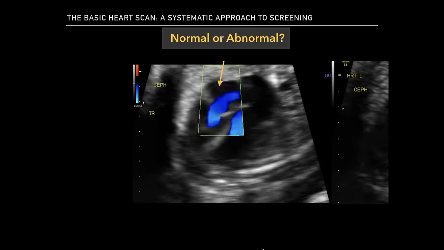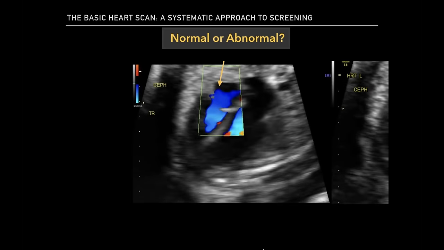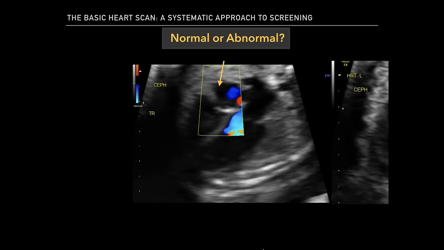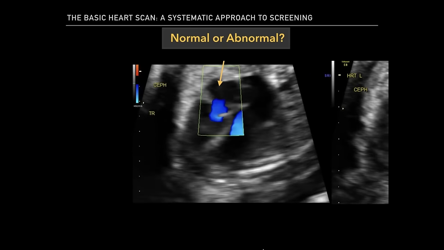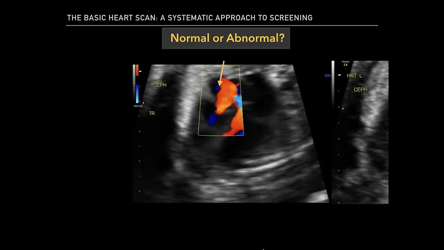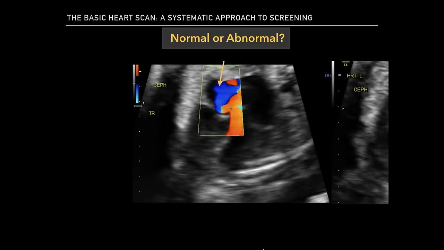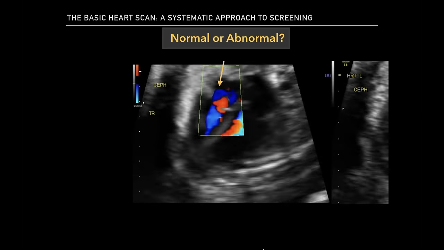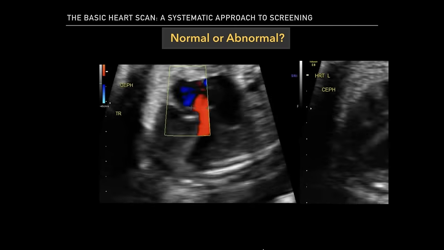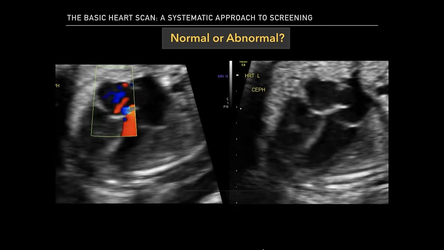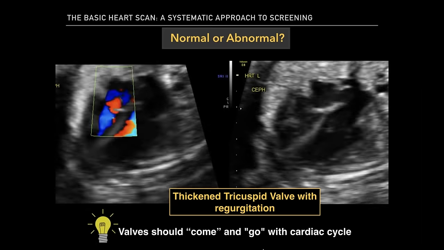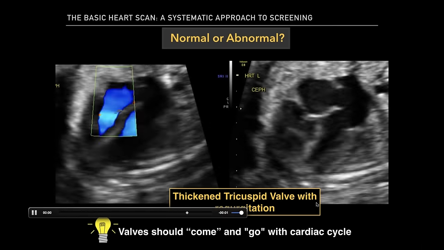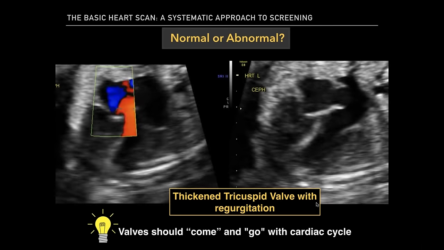Now, what do we actually see wrong here? With color Doppler assessment of this four chamber, we can see moderate tricuspid regurgitation. When you see this, you want to think, is there a problem with the atrioventricular valve, or is there a problem downstream causing the increased pressure? Here in grayscale, as you could see, this is due to the defective valve. This ended up being a thickened tricuspid valve with regurgitation. So again, the valve should come and go with the cardiac cycle.